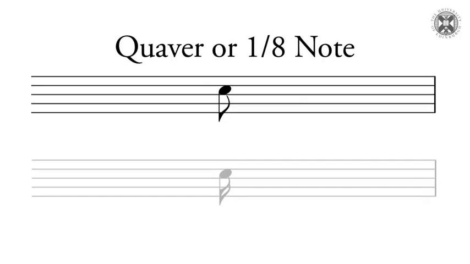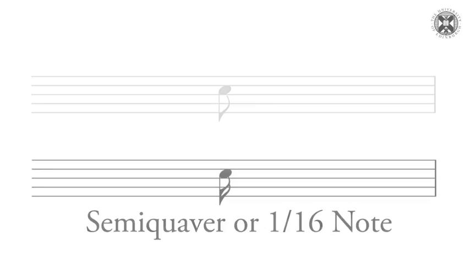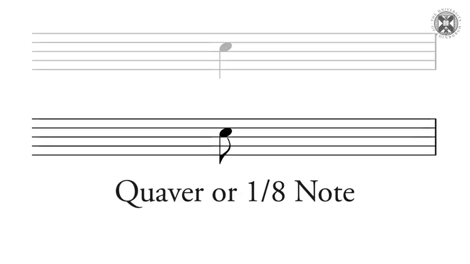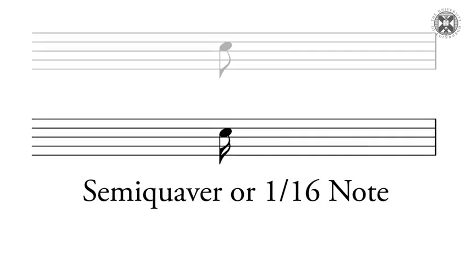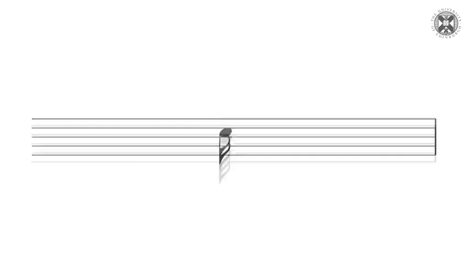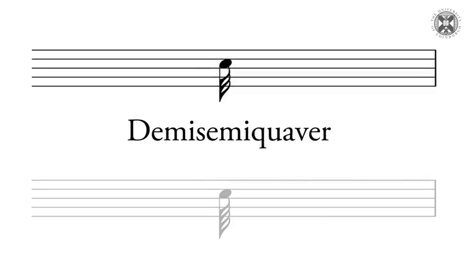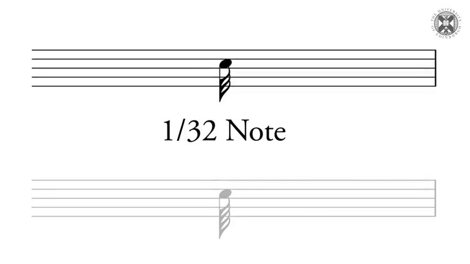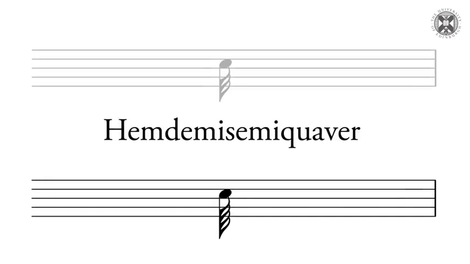You can see that the quaver and semiquaver notes are essentially crotchets with little flags on their stems. Each flag that you add divides the rhythm by 2, so we could further divide semiquavers into demi-semiquavers, or 30-second notes in American parlance, and these can be further subdivided into hemi-demi-semiquavers, or 64th notes, etc., etc.